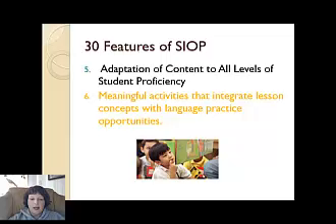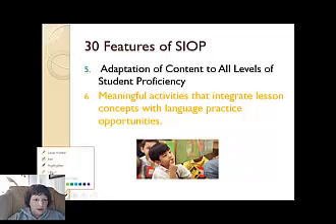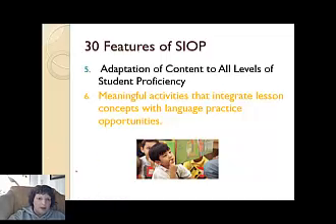Let me see if I can draw it a bit here for you, because I don't have my pen, so we'll see. But a gradual release of responsibility starts like this, where it starts with first the teacher speaks. The teacher shows them how to do the concept.